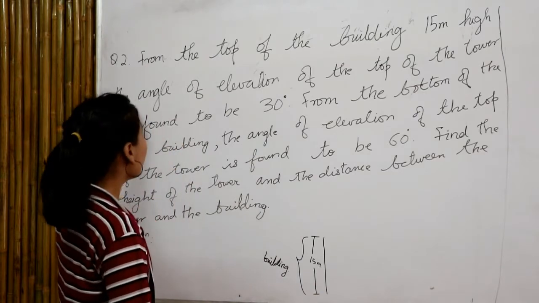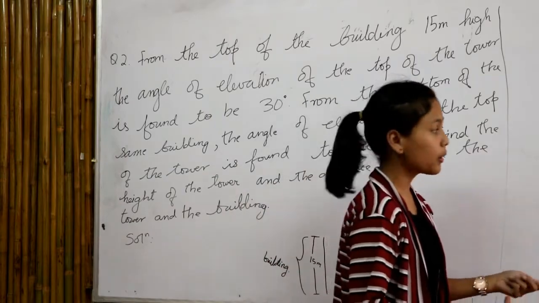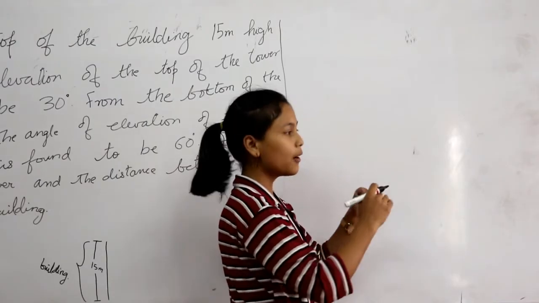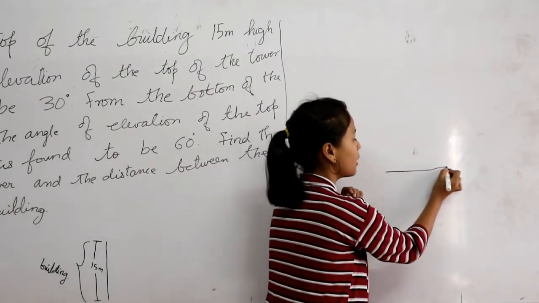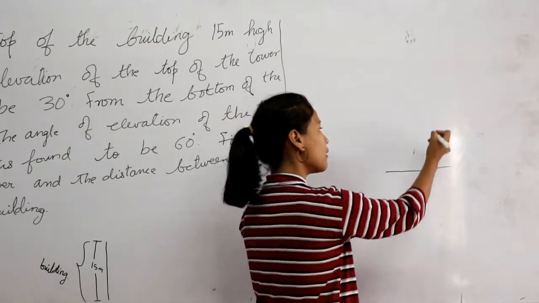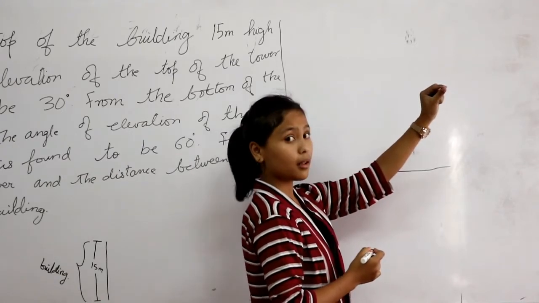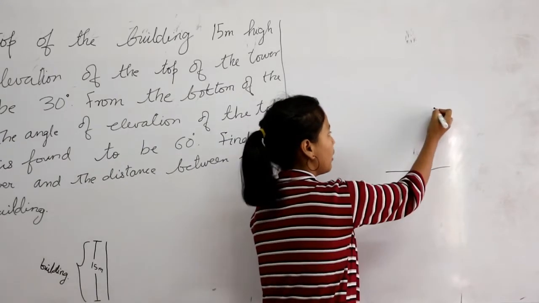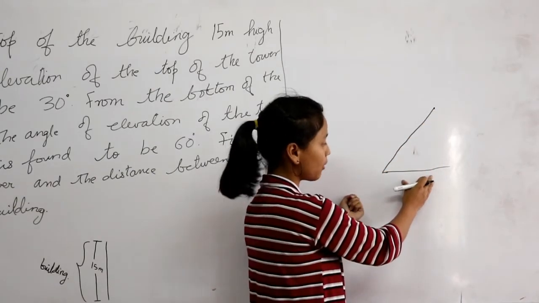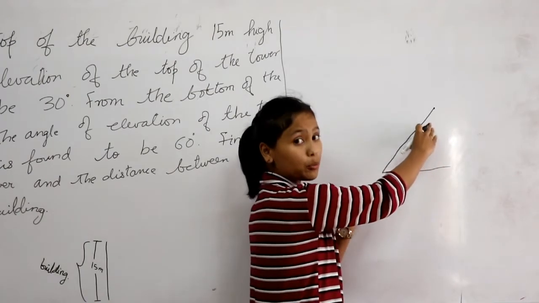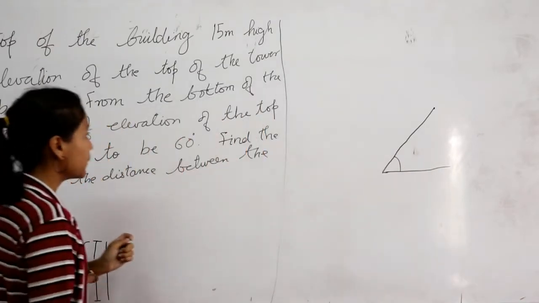Alright, now the angle of elevation of the top of the tower. What is the angle of elevation? Suppose if I stand here and look straight, then this line is called the horizontal line. If there is a point here and I look at this point, then this is called the line of sight. Then the angle between this horizontal line and this line of sight up to the object is called the angle of elevation.